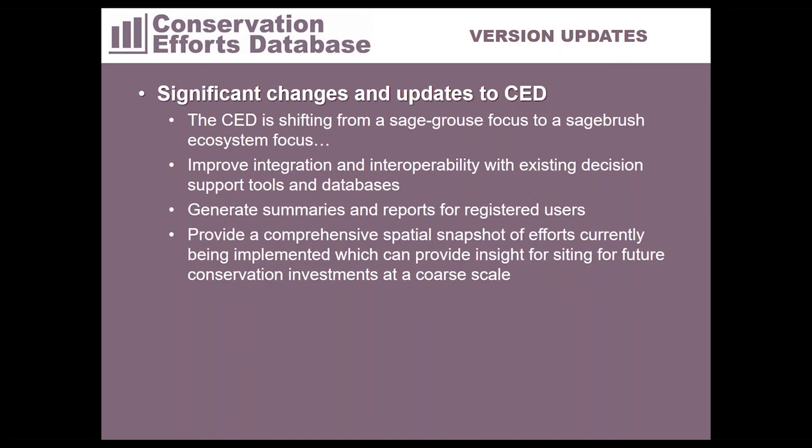Some of the significant changes we made through that feedback process: initially the CED was set up to track conservation actions aimed at benefiting sage-grouse. We're shifting away from that, expanding our focus from sage-grouse specific out to the sagebrush biome as a whole. There's over 350 species that depend on the sagebrush ecosystem in one way, shape, or form. And so we'd like to talk to the conservation actions that have benefited all those species or some of those species.